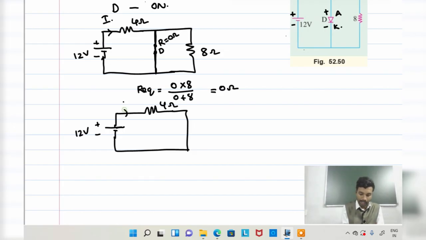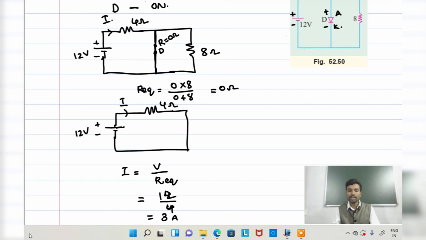Now finally, current I is equal to V by R. What is the V? V is 12. What is the R equivalent? R equivalent is 4. That is equal to 3 amperes. So what is the current now? 3 amperes.